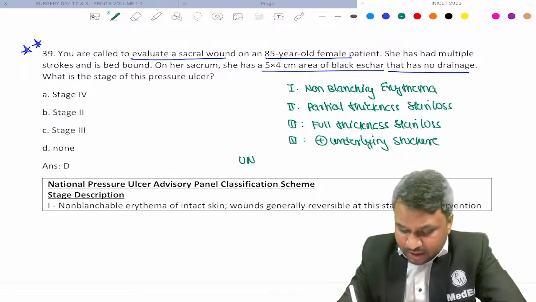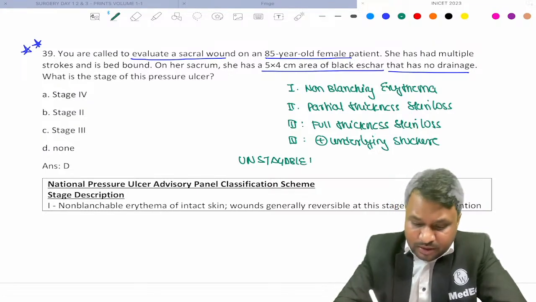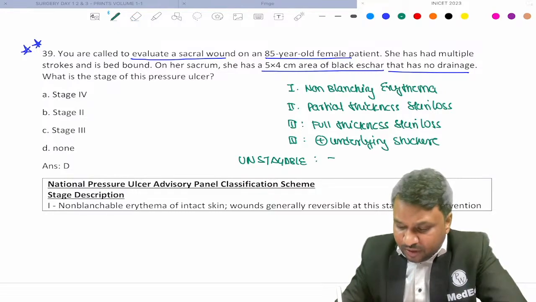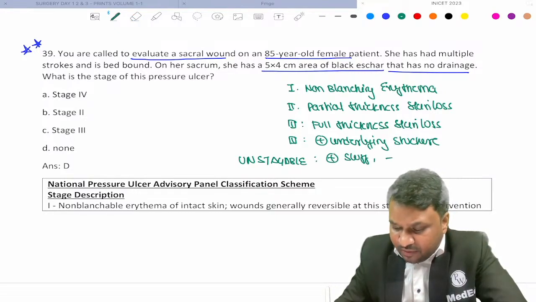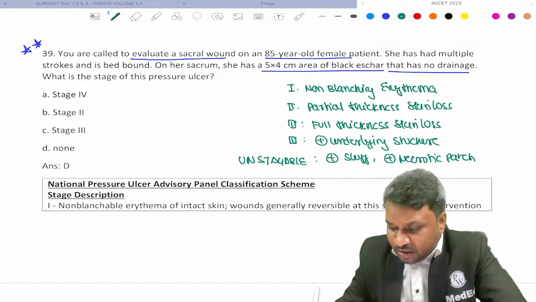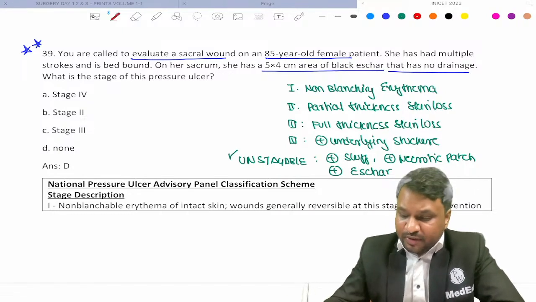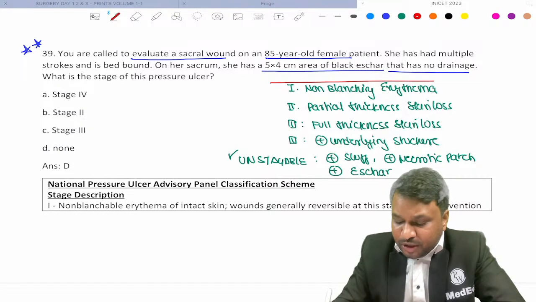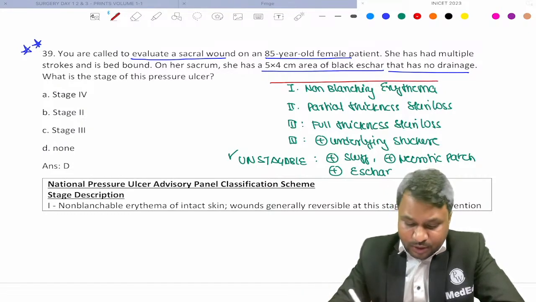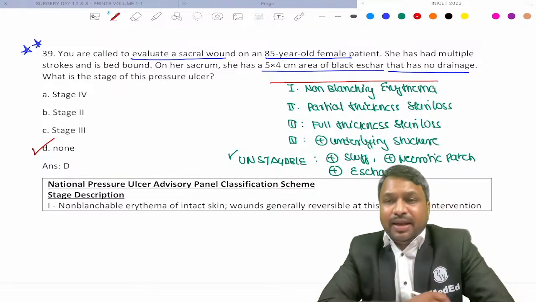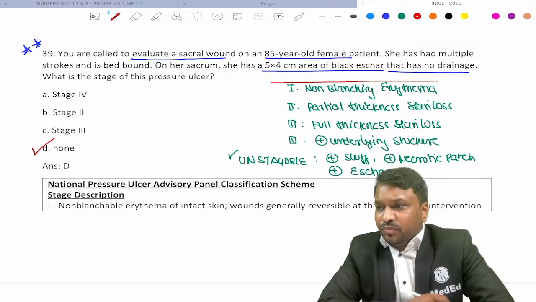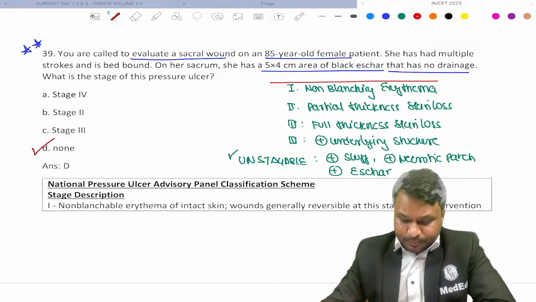And the new one that you have is unstageable. Now, in an unstageable, if the ulcer is covered with slough, with necrotic patch, or with eschar, where the true depth of the ulcer cannot be assessed, we now call it unstageable, and this is given by your National Pressure Wound Advisory Board, right? So the answer here is going to be unstageable, so it is going to be D for Delhi.